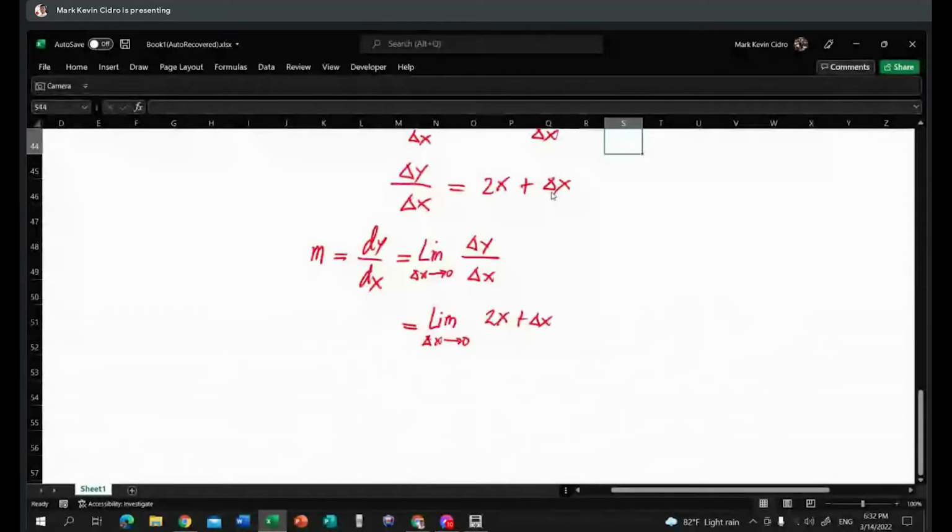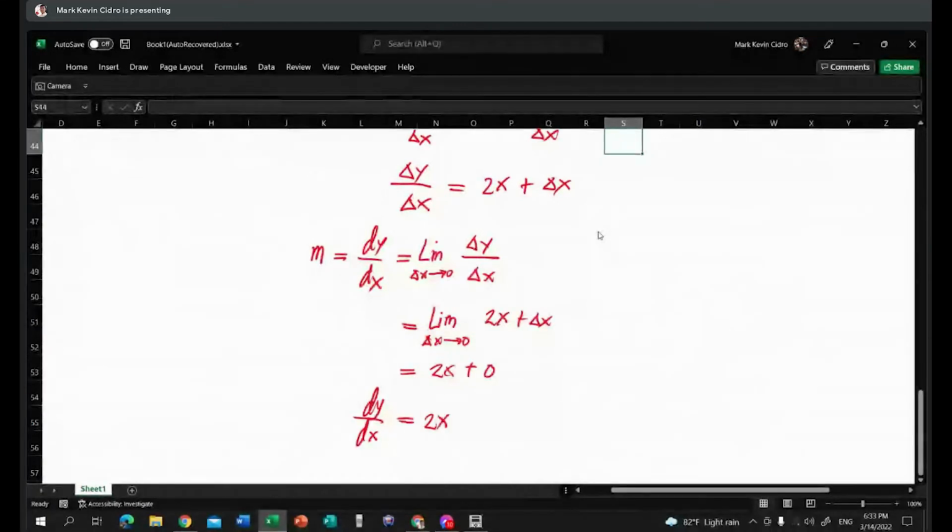Okay, since this is just algebraic, right? So you can just immediately substitute for the value of delta x. If your function is just algebraic, and you are trying to solve for the limit as x approaches something, you can directly substitute. So this will be 2x plus 0, because your delta x is 0, right? So 2x. So that means your m, or should I say, your dy over dx, which is actually the m, is equal to 2x.